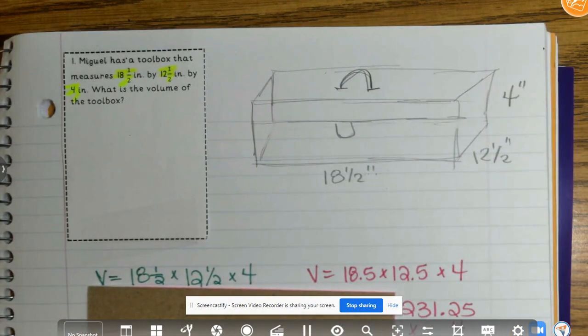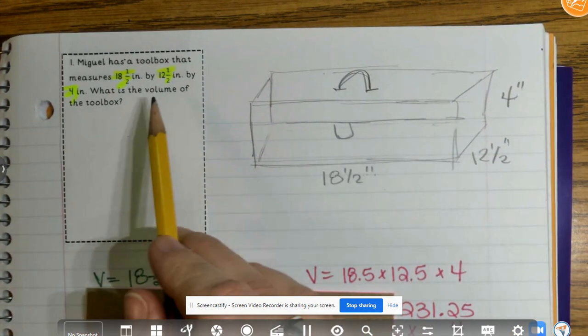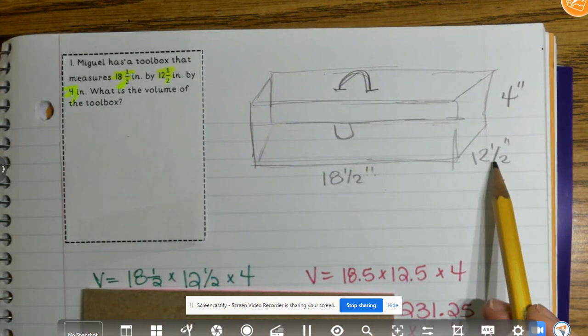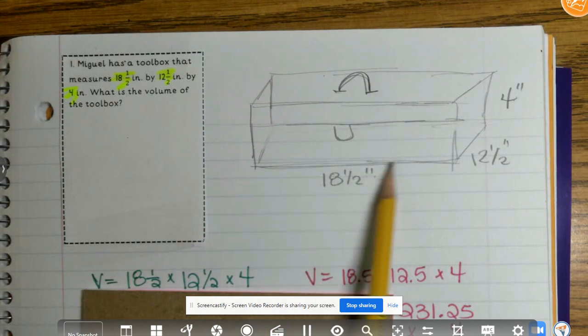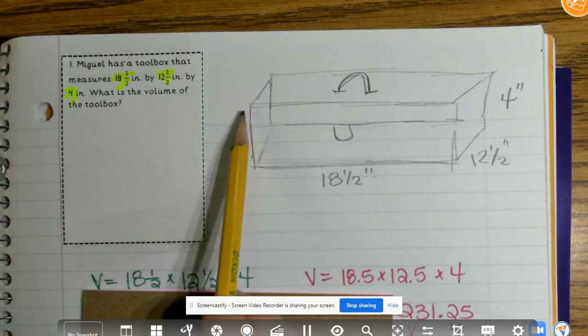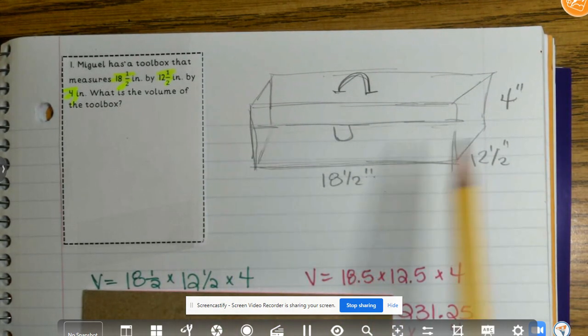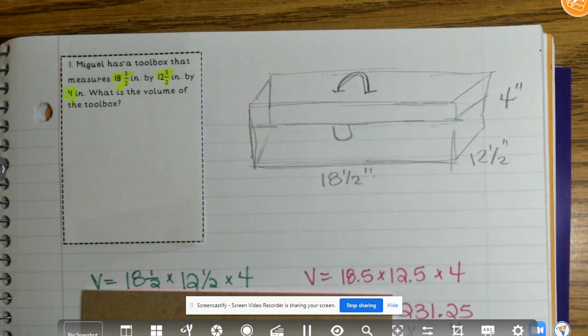All right, so Miguel has a toolbox that measures 18.5 inches by 12.5 inches by 4 inches. What is the volume of the toolbox? So I have this toolbox that I drew out because I'm a visual person. I like to see things. All right, there's my toolbox. Okay, and I'm going to show you two ways.